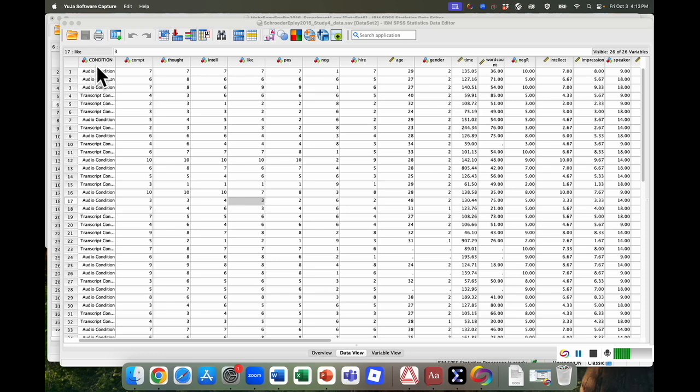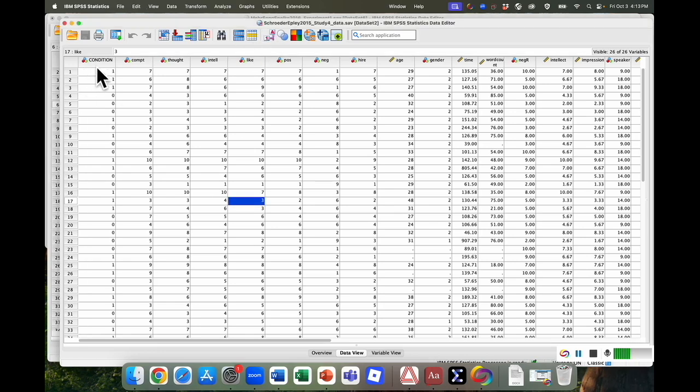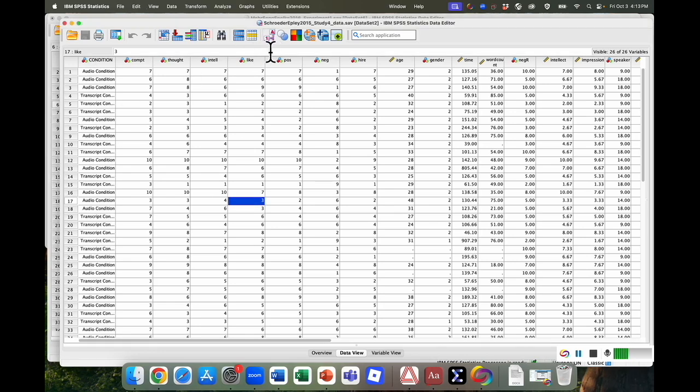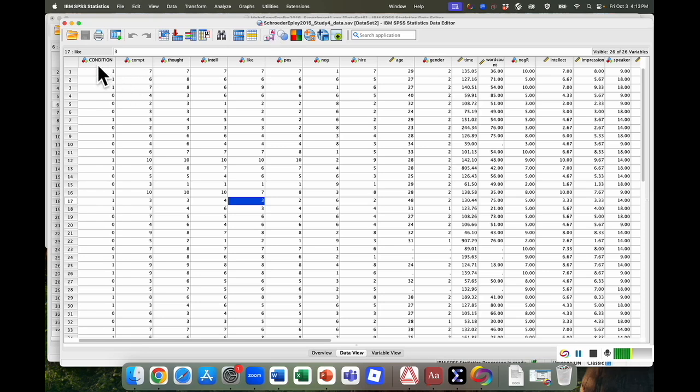So our condition here is whether the participants were in the audio condition or the transcripts condition. And you can see here that it is labeled, but if you click on this, we see zeros and ones, and back to labeled again. That's up here with the 1 and the A with the arrows. Recall that in order to conduct these tests, the condition does need to be dummy coded as numbers. So if it were not indicated with numbers as it is here with ones and zeros, we would not be able to do the test.